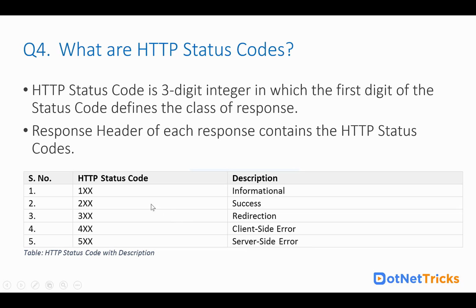So these are the status codes which tell us what is happening with the response. 1 is for informational, 2 for success, 3 for redirection, 4 for client side error, and 5 for server side error.